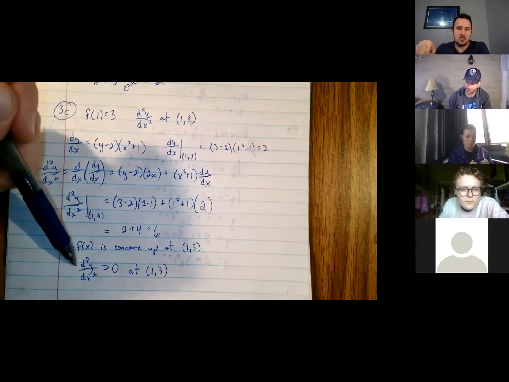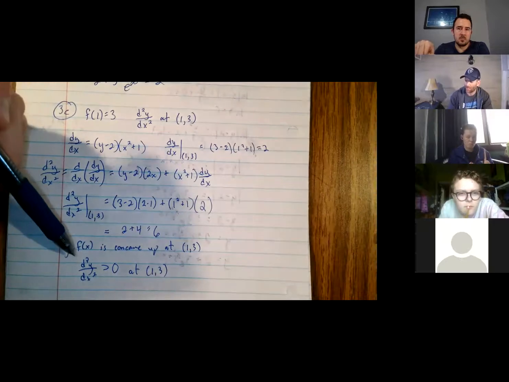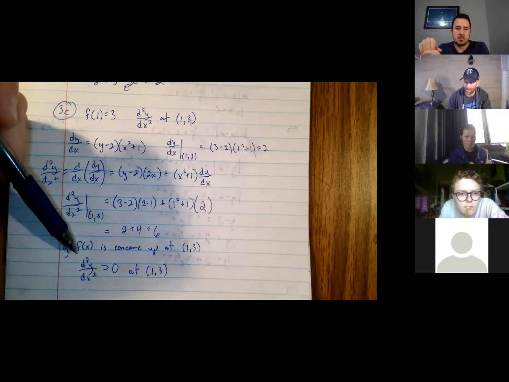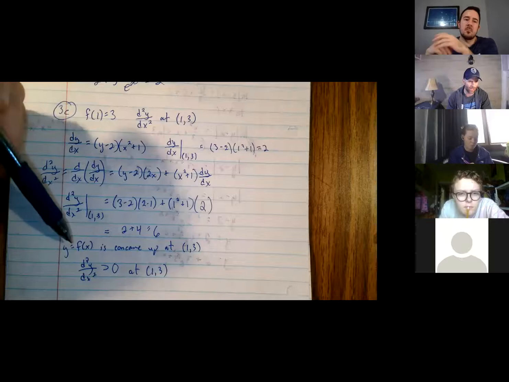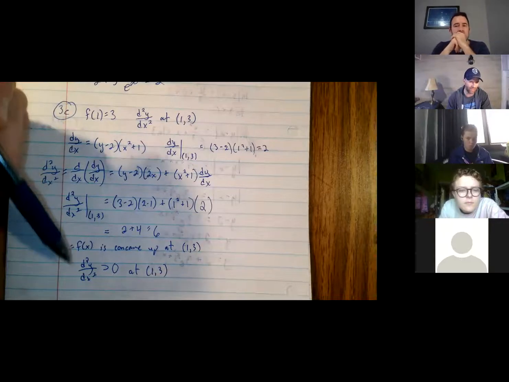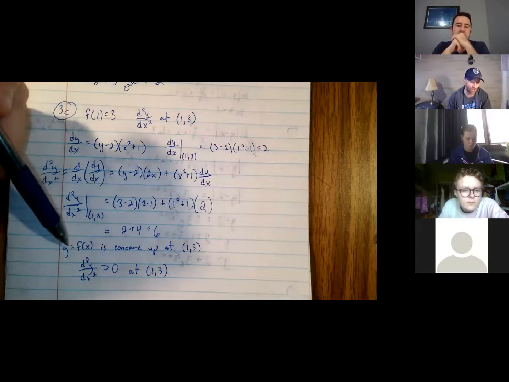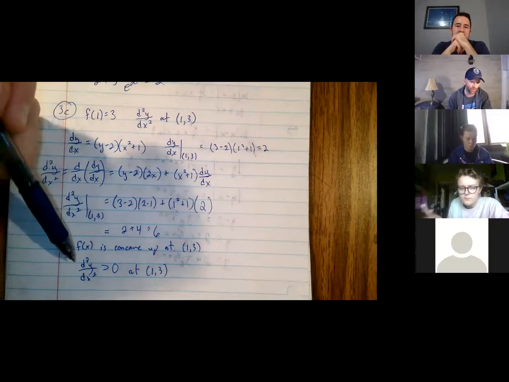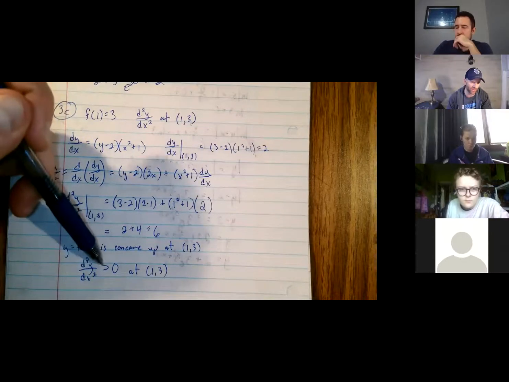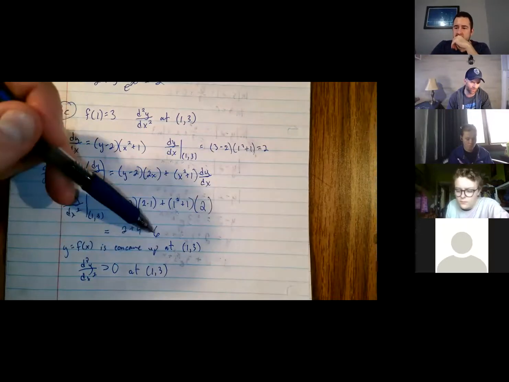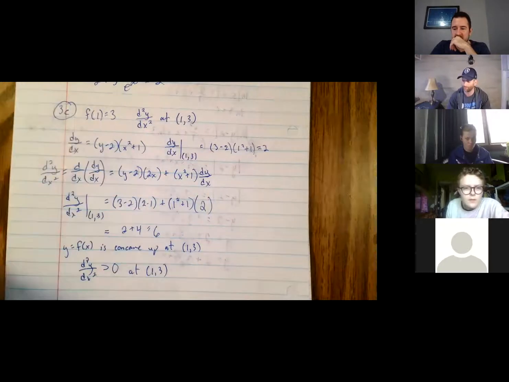So remember, the last part of the question says, is y equals f of x concave up or concave down? And remember, concave up means that the second derivative is positive. And so y equals f of x is concave up at 1, 3 because d squared y dx squared is greater than 0 at 1, 3. Remember, our answer was 6.